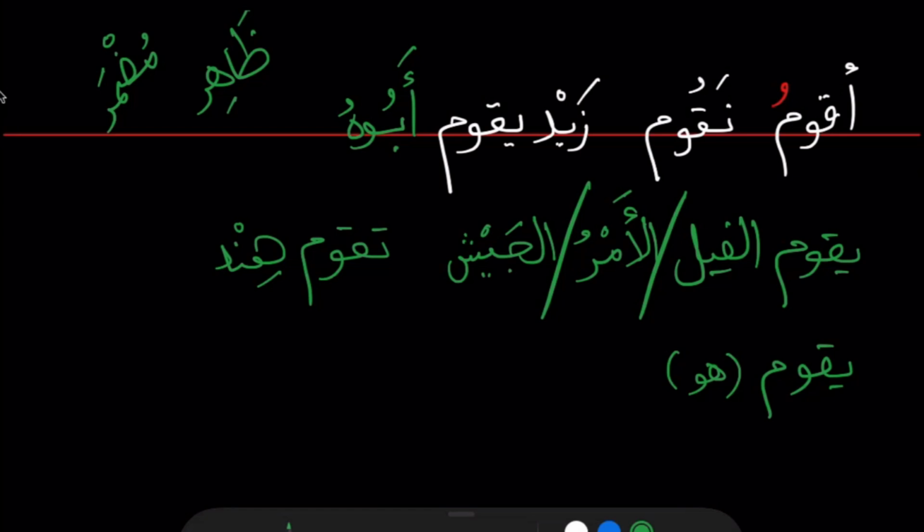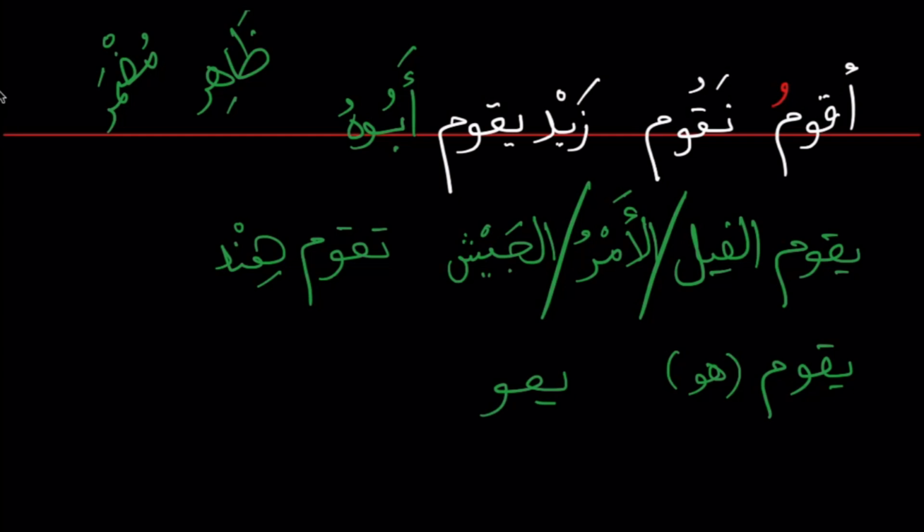Whereas if you say akumu, you have no option here but ana. Nakumu has no option but nahnu. And if you were to say, for example, yakumun, then it's not even a damir mustatir because the waw is the pronoun.